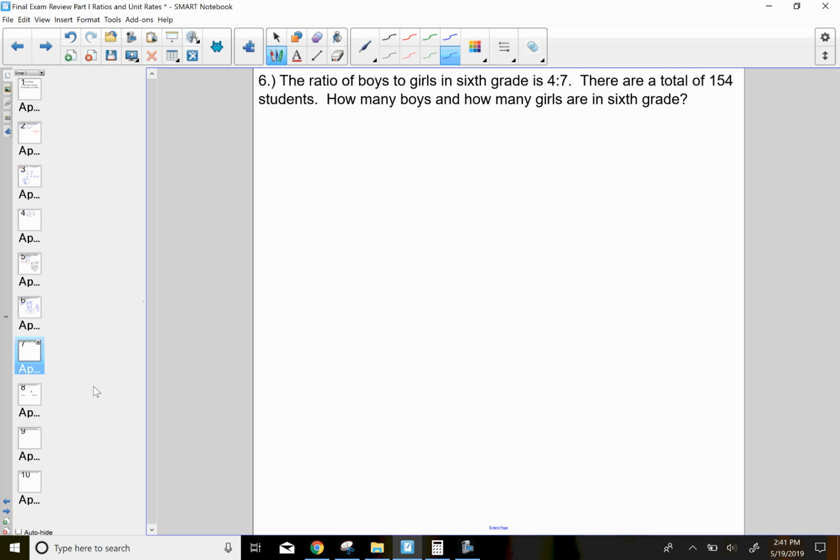Number 6: the ratio of boys to girls in 6th grade is 4 to 7. Because order matters in a ratio, the ratio of boys to girls is 4 to 7. There are a total of 154 students. How many boys and how many girls are in 6th grade?